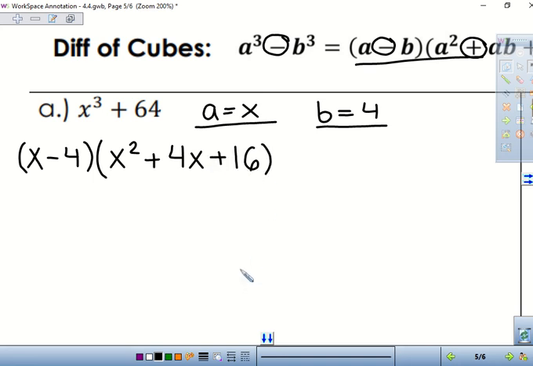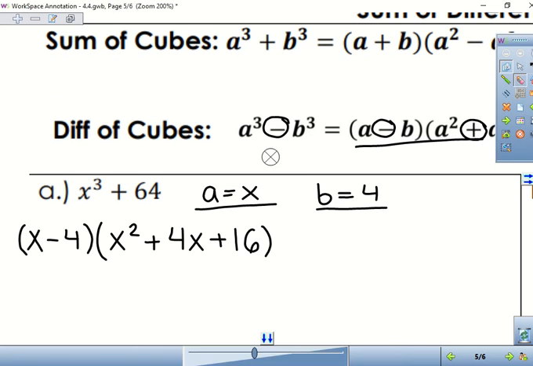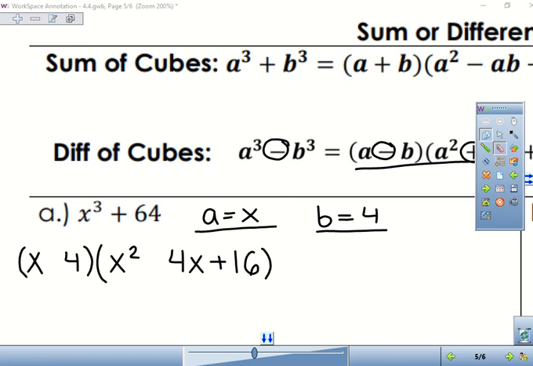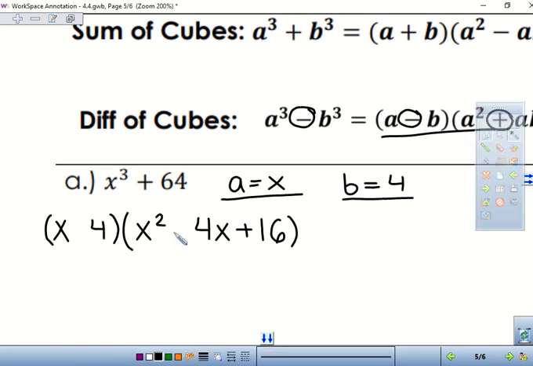Yes? Shouldn't the first one be a plus? Like the sum? Oh, I used difference of squares. I'm really sorry. The signs are all off. Yeah, sorry, I messed up the signs.